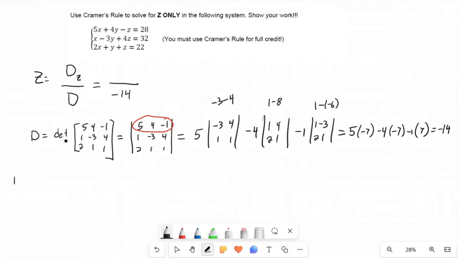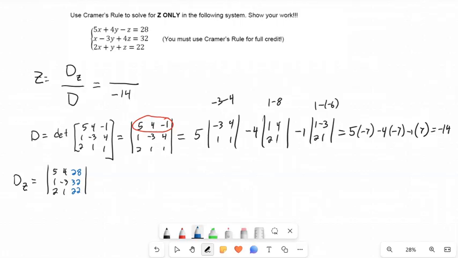What Dz is, it's the exact same determinant that we just did, but the z column is replaced with the numbers in the equation. I'll put them in a different color just so that you can see that those numbers are popping into the z column because we're looking for Dz. Those would replace the y column for Dy, replace the x column for Dx, etc.